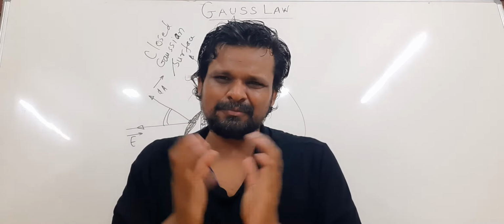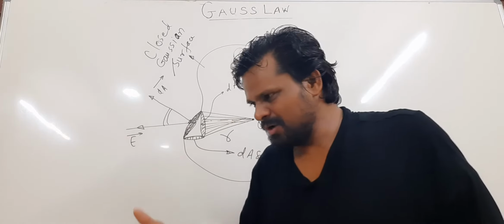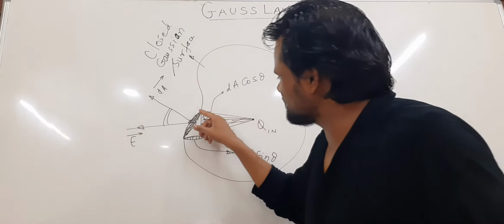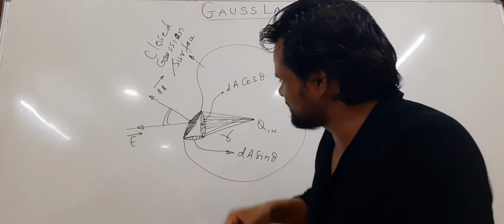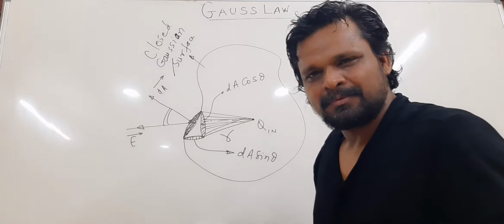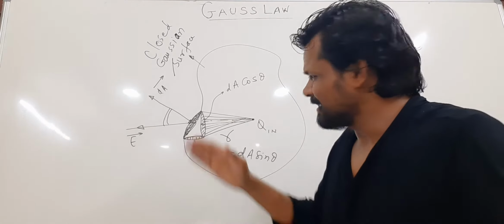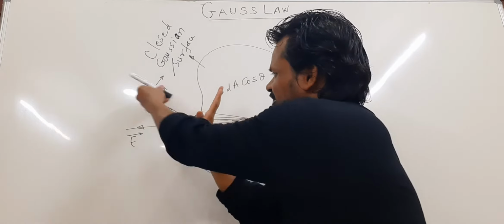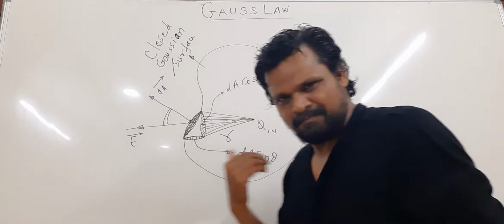We are now discussing Gauss law. See, this is a closed surface. This closed surface is called a Gaussian surface. Now please see, this area is tilted in this direction. This is the direction of area. So what is the plane? The plane is here. This is called the plane and this is called the direction of area.